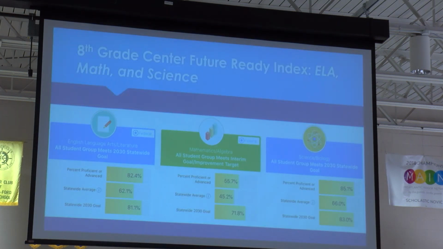When we look at our overall Future Ready Index, we're seeing our English Language Arts has already met and exceeded the state target, and our math is approaching it, but we have some way to go as far as closing that gap. So while this number seems like something that we want to focus on, it is an area that we want to help improve.